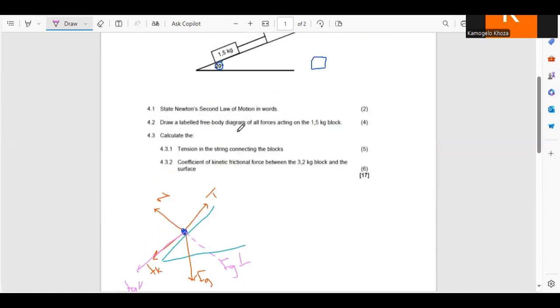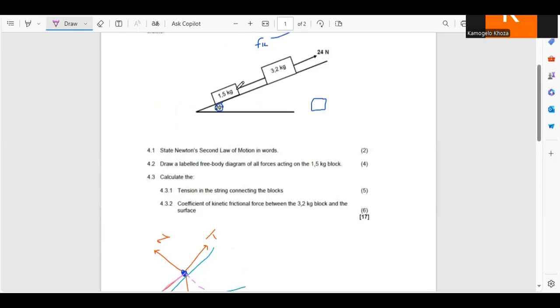Now, 4.3.1 is to calculate the tension in the string connecting the blocks. This is the string which is connecting the blocks. Let me highlight it here, right? The tension on this string is going to be equal. What do I mean by that? The tension on the 1,5 kg block and also the tension on the 3,2 kg block is going to be the same, or it's going to have the same magnitude. What is the difference between the two tensions? It is the directions. Basically, the two tensions would have equal magnitude, but different directions, right?